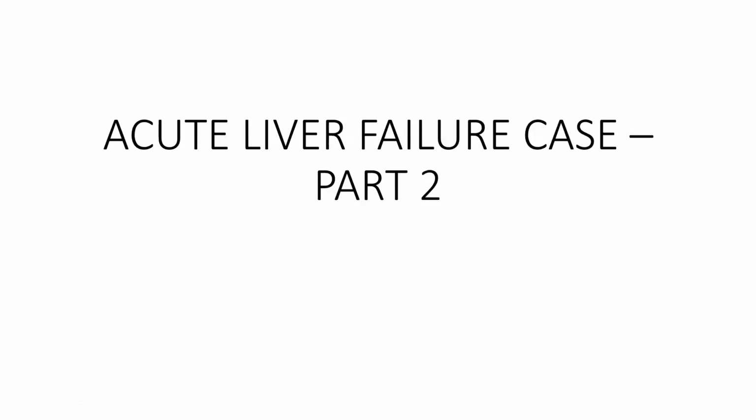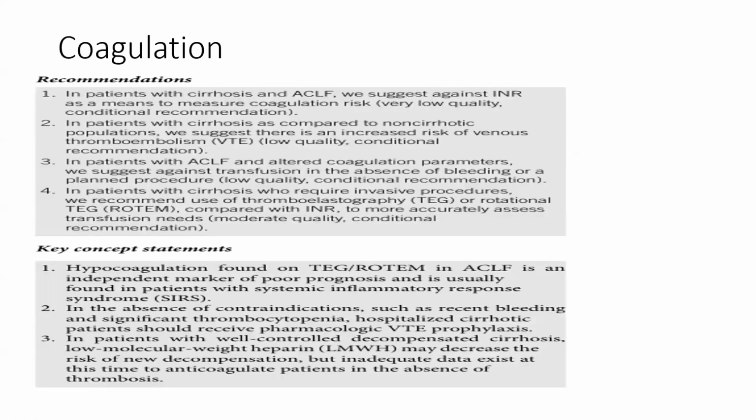So we are continuing with part two of this acute liver failure case, and we'll see how to take care of the coagulation if the patient is presented to us with ACLF according to the ACG guidelines. In patients with cirrhosis and ACLF, we suggest against the INR as a means to measure coagulation risk. In patients with cirrhosis as compared to the non-cirrhotic population, there is increased risk of venous thromboembolism. In patients with ACLF and altered coagulation parameters, we suggest against transfusion in the absence of bleeding or planned procedure.